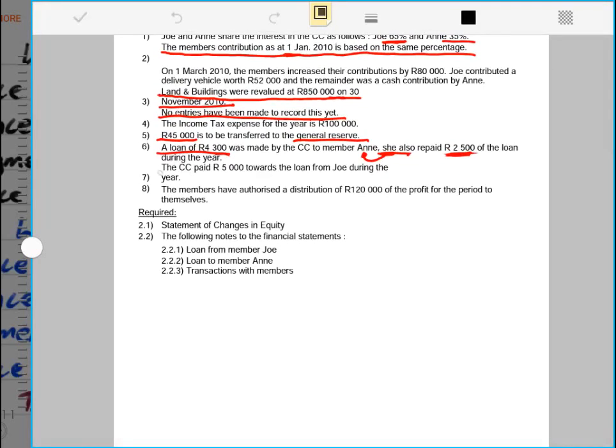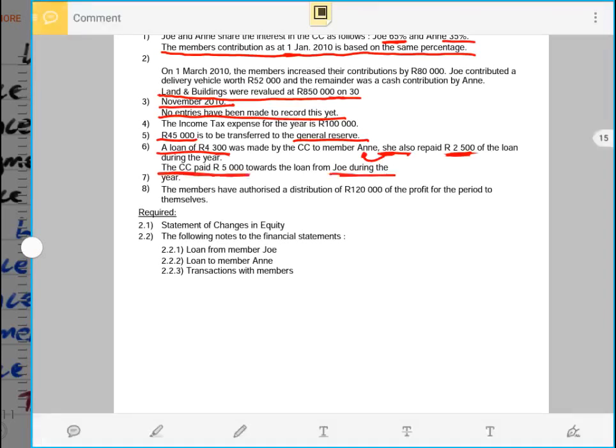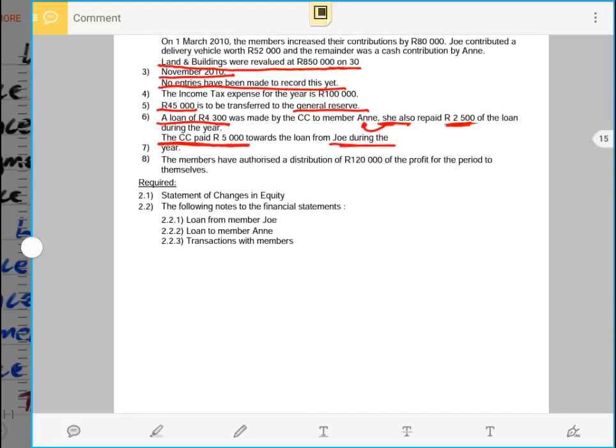Then we have the close corporation that paid 5,000 towards a loan from Joe during the year. So now it means the close corporation received a loan from member Joe, and there was a payment made by the CC during the year. So this will be a repayment on a loan from member Joe, and there will not be any loan advance between a loan of Joe and the close corporation.